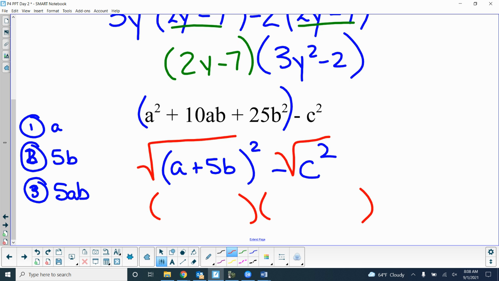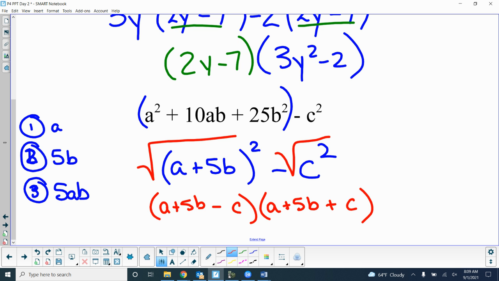So what's the square root of a plus 5b squared? a plus 5b, right? What's the square root of c squared? c. Then what? Right. Minus and plus. So that was a tricky one.